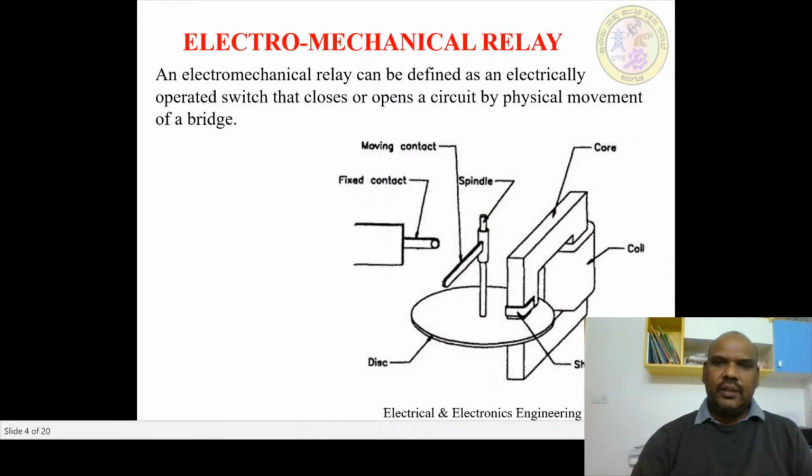So when this relay coil senses high current, this disc will start to move. When the disc moves, it will go and touch the fixed contact, thereby it will close the tripping circuit of the circuit breaker. So this is how an electromechanical relay works.